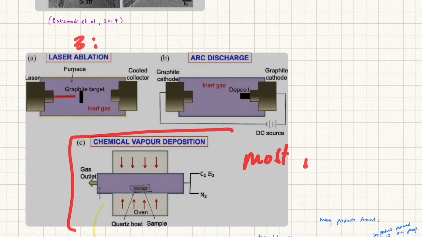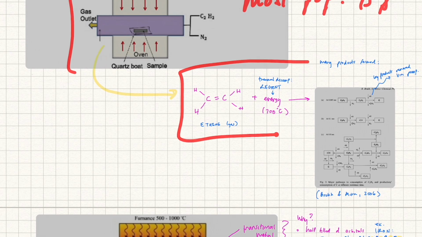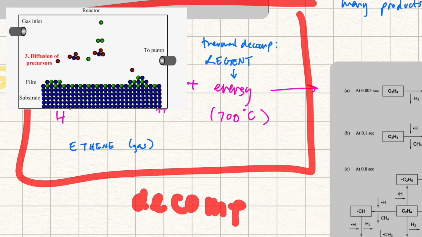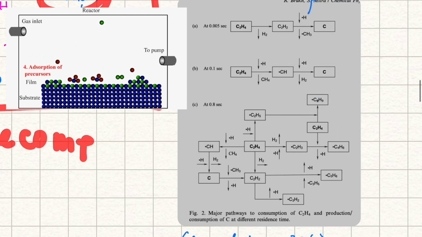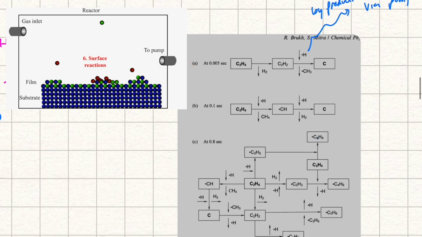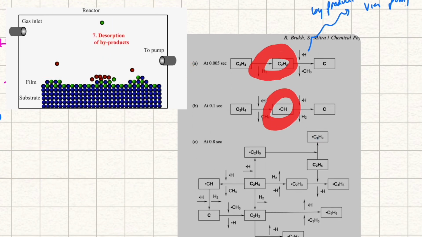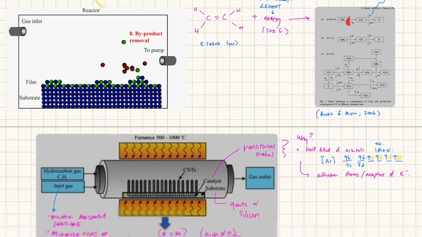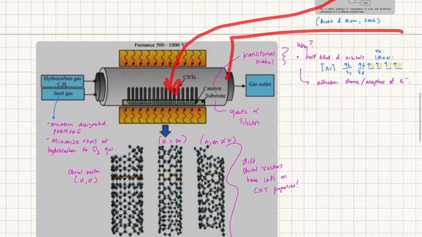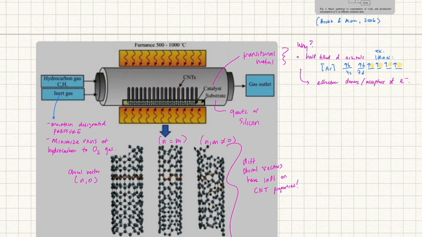Research by Brook and Mitra in 2006 outlines a general procedure where a hydrocarbon gas, like ethene, undergoes thermal decomposition at 700 degrees Celsius, using heat as a reagent and breaking intramolecular carbon-hydrogen and carbon double-bonded carbons. The products are active free radicals, new hydrocarbons, and elemental carbon. The carbon atoms are what's most important because they deposit into small pores containing transition metal catalysts like iron, drilled into quartz or silicon substrate.